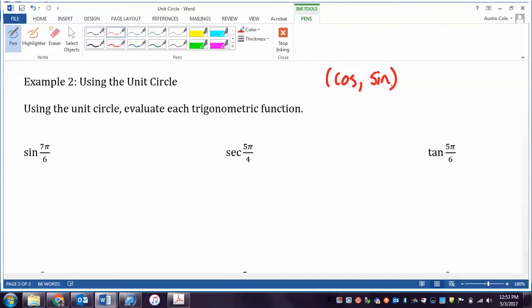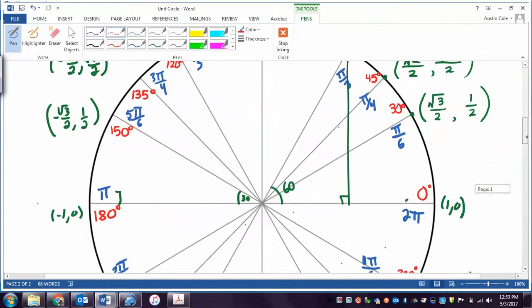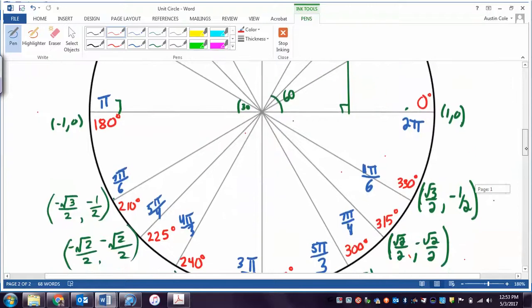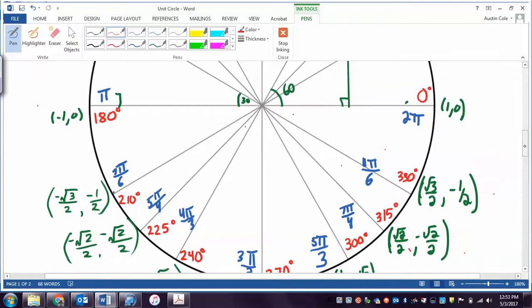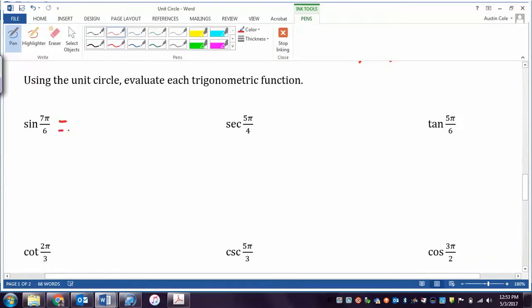So we're looking for the sine of 7 pi over 6. Let's go back up to our circle here. What angle is 7 pi over 6? 210. Is sine x or y? Y. And what's our y for 210? Negative half. So that equals -1/2.